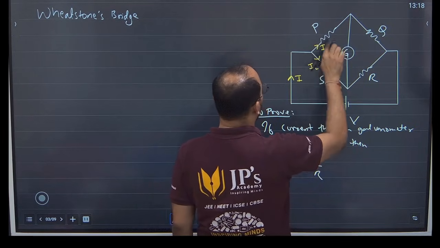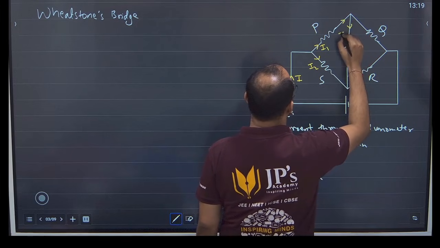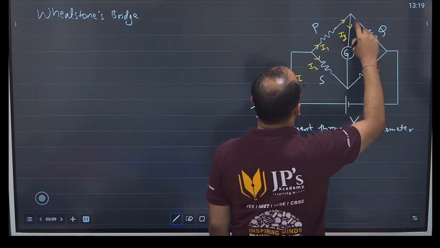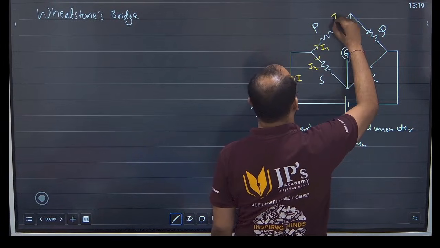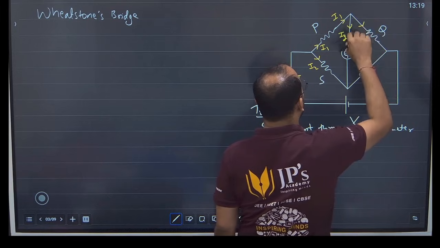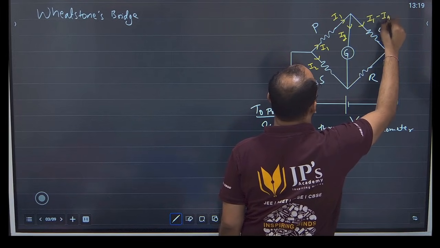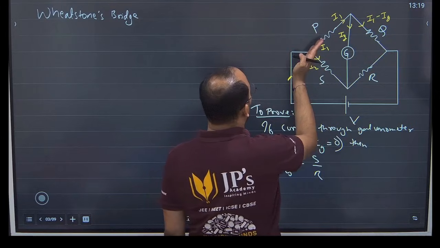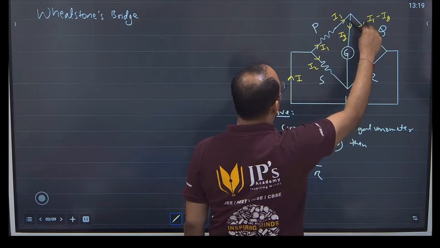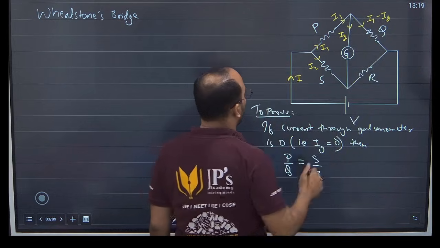Then I1 again splits. One part of I1 will go in the galvanometer. Let's call this IG, because we have assumed it to be IG. Then IG went in here, where I was coming from. So the remaining current will flow here, and that would be I1 minus IG. Correct? Let's assume 10 amperes was coming from here, 2 went here, so obviously 8 will flow from here. So I1 splits into IG, and the remaining I1 minus IG will go here.